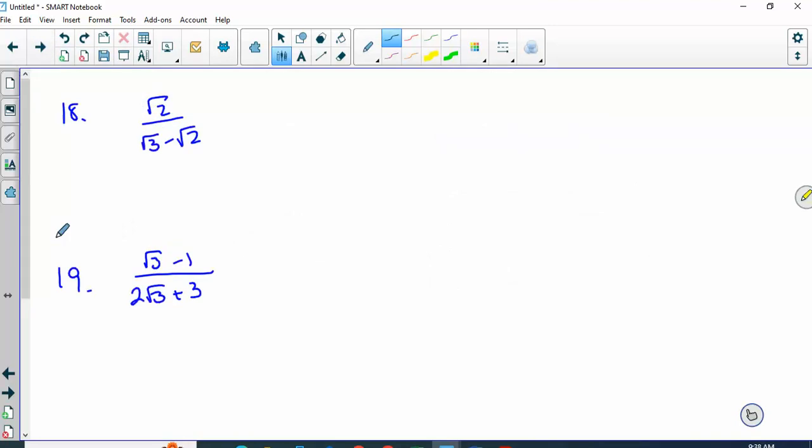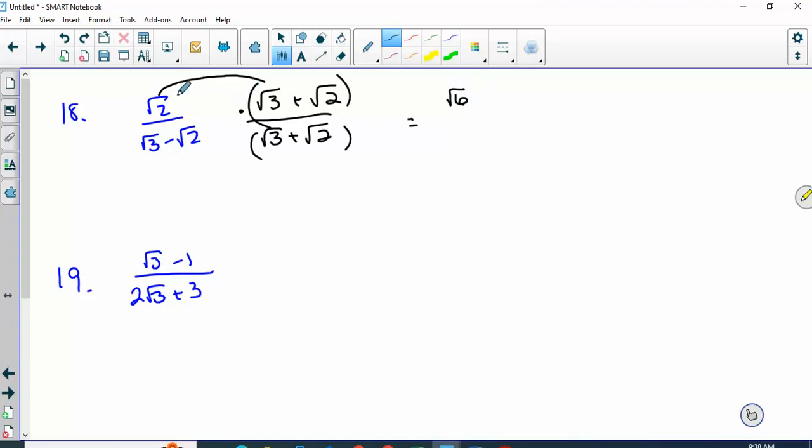All right, what if we have 2 terms? Conjugate. You multiply by the same thing, but you change the sign. And then we have to FOIL. So we're going to multiply by the square root of 3 plus the square root of 2 on top and bottom. So the square root of 2 times the square root of 3 is the square root of 6 plus square root of 2 times the square root of 2, square root of 4, which is 2.